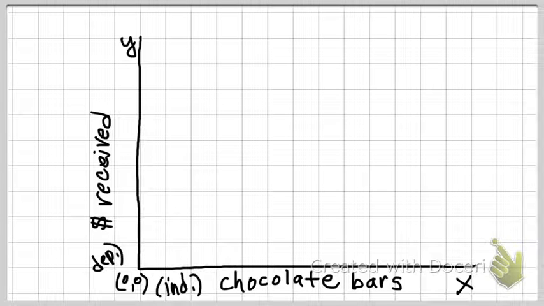If we go ahead and plug in some of these numbers, this may not be big enough for me to plug them all in, but we can plug in our first pair, where x equals 2 candy bars. So we go right here. This is x equals 2, and then y equals 3. 1, 2, 3. So right there, that is 2, 3: 2 chocolate bars, and then $3 received.